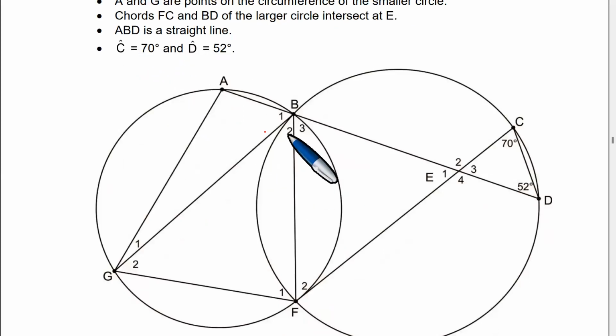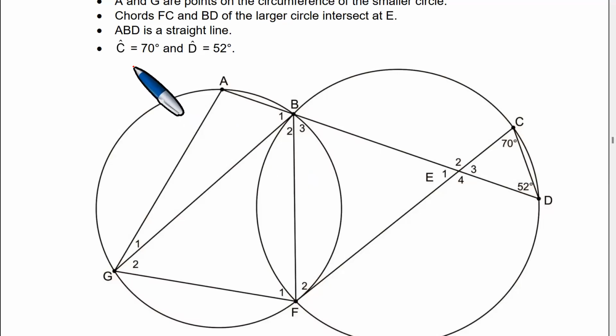Let's look at that one. We have ABD, the straight line. The examiner is telling us it's a straight line because it might not be as straight as it looks. We can have a situation in which it looks straight but is not. So the examiner is telling us straight away that ABD is actually a straight line.